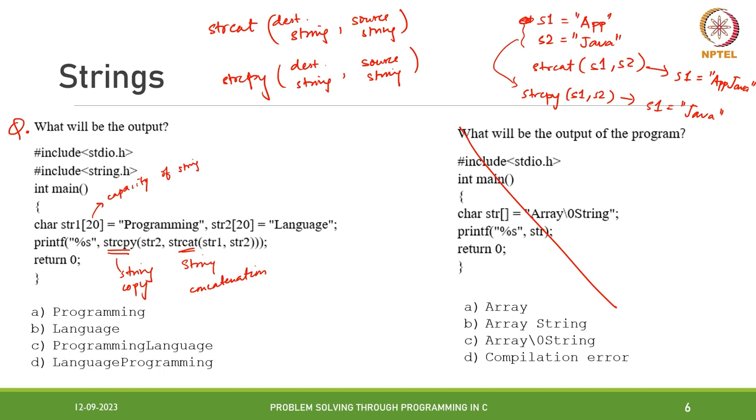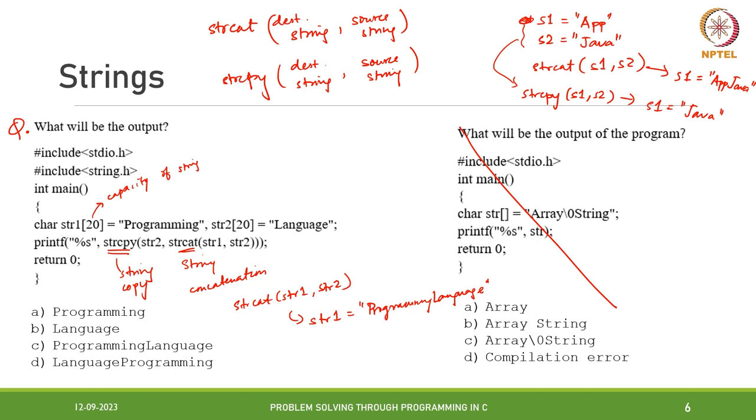So now we are doing a concatenation of str1 and str2, and then we are copying that value to str2. So what will be printed here? Option C, programming language. Right. So first we are concatenating the string. So when we do strcat str1 comma str2, what happens here? Str1 becomes this entire thing, programming language, right? Because the value of str2 gets appended to the end of str1.